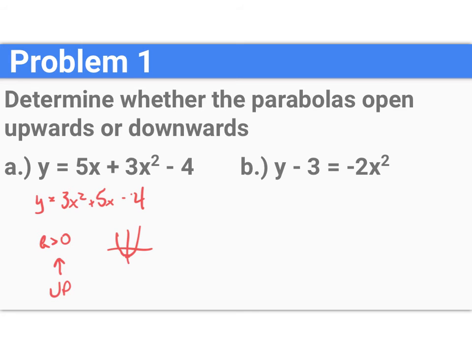Okay, so writing this in proper order, y equals -2x squared plus 3. A is less than 0, so it goes down, and our graph will look something like this. -2x squared plus 3, it'll look something like that. So it'll open down. And this U shape is a parabola. And it goes on forever. We just get tired of drawing it.